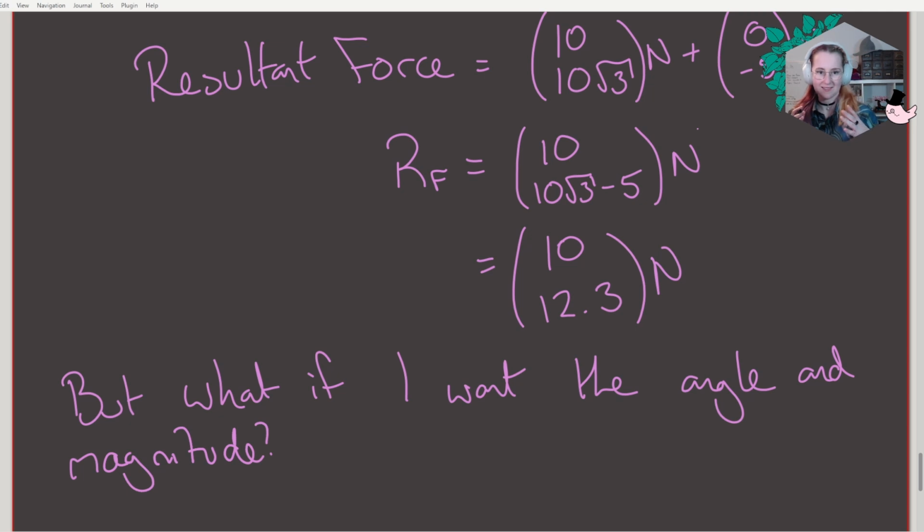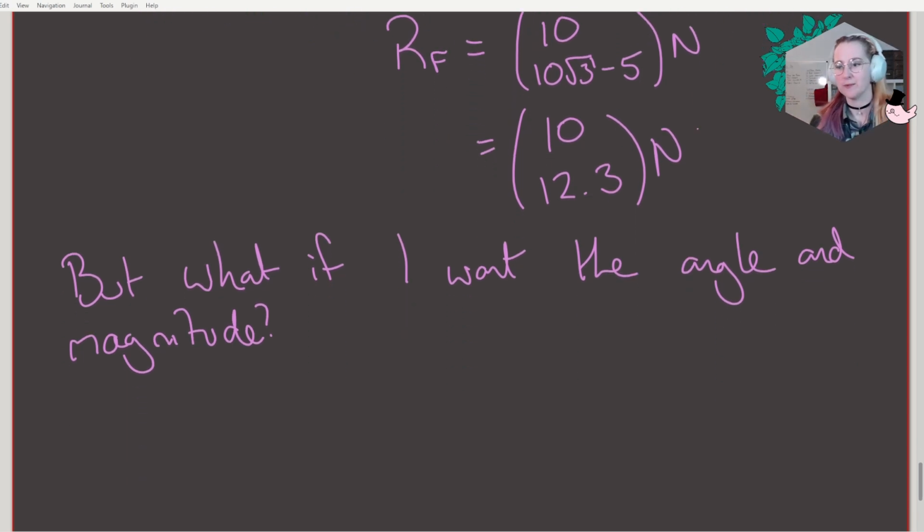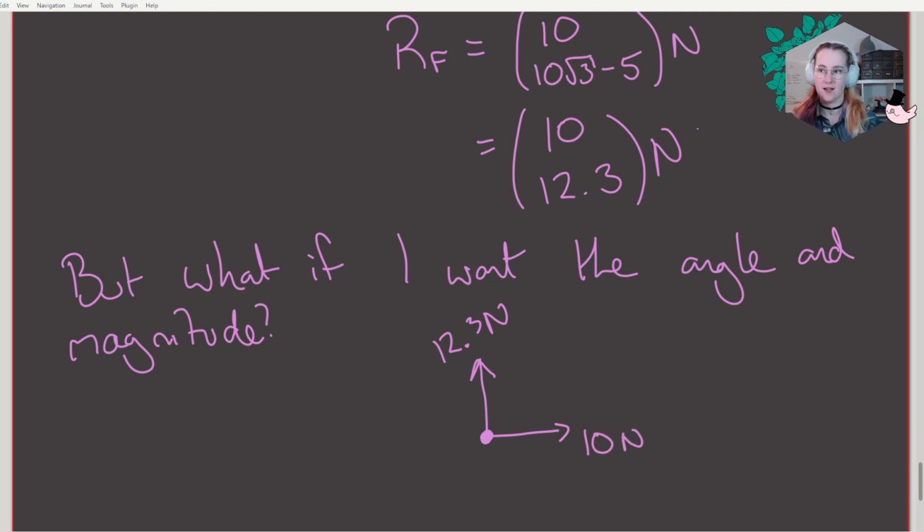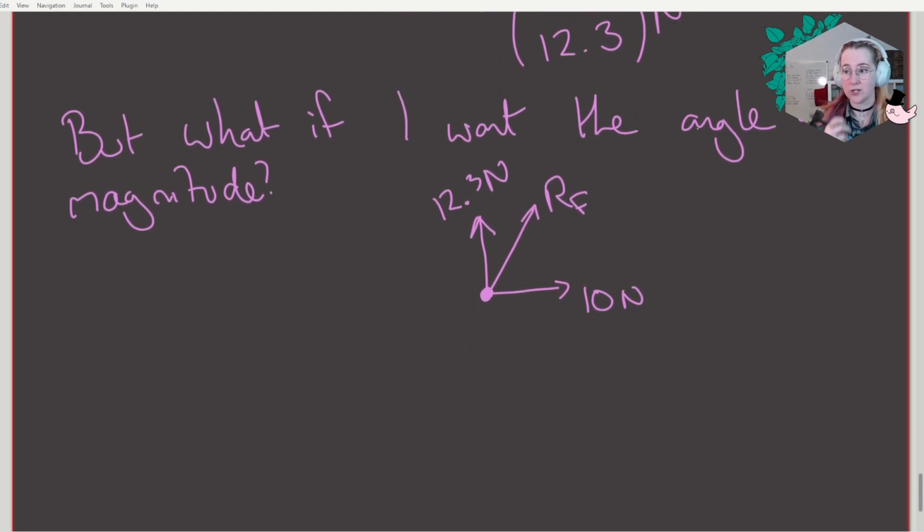Okay, so that's still 2 vectors, right? If I think about it, what I've done is I've broken it down, and now I've said that there's a force that's 12.3 newtons up and 10 newtons across. And instead of that, I want to figure out what the result is. Because my resultant force is a singular force, and this is still technically 2. So if I want to do that, I would go back to my triangles.